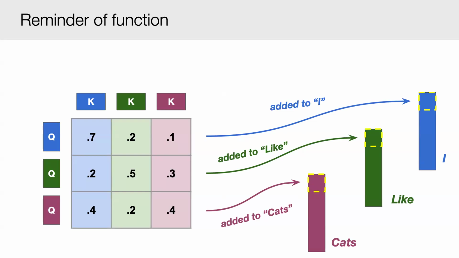Right, and remember, for each row, for example for row 1, we take 70% of the context from I, row 2, 20% of that context from like, and row 3, 10% of the context from cats. We're going to sum that, and then we're going to add that into I, into that subspace that we chose.